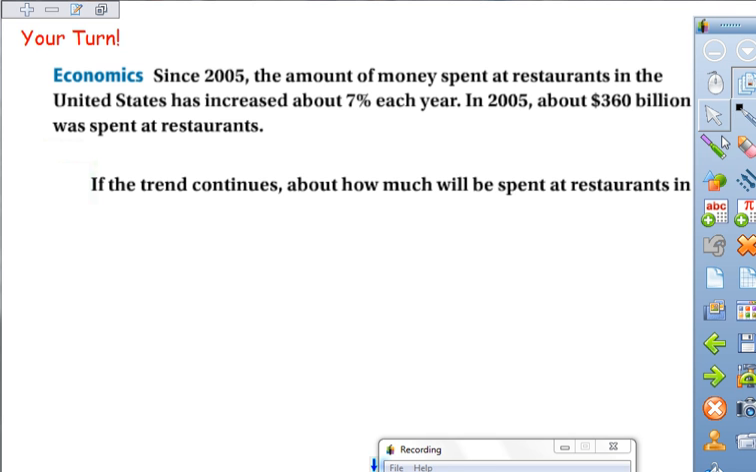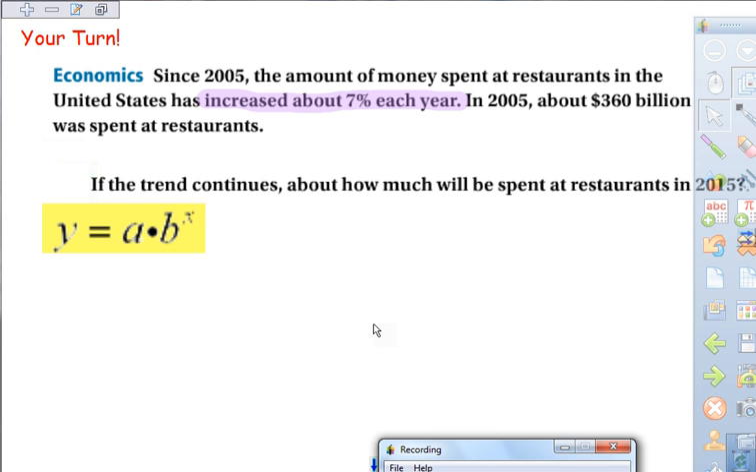So in the word problem, it says it increases 7% each year. That tells us this is exponential growth. So you know this is going to be your model. Figure out what your A and your B are and make your calculation for 2015. Please pause the video.